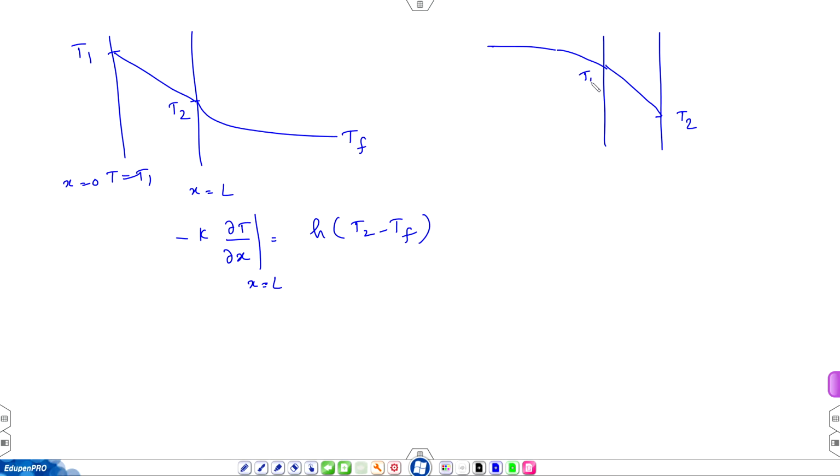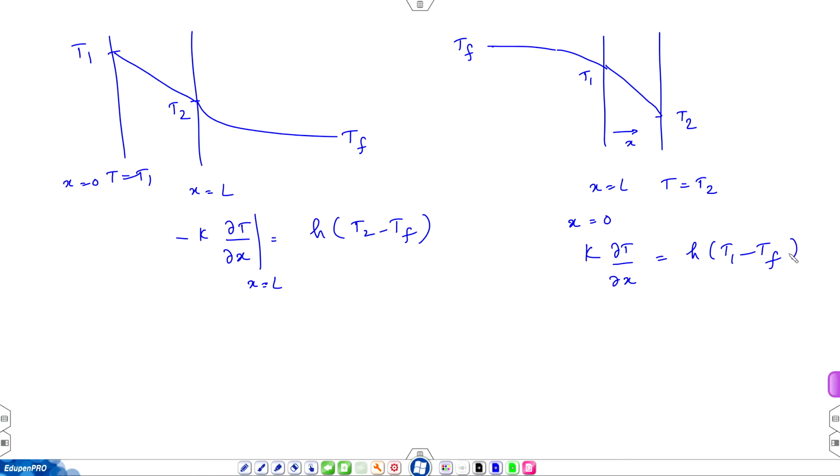This is temperature T1, this is Tf, this is the x direction. So, at x equal to L, T is equal to T2, but at x equal to 0, you will have minus k times the derivative in the normal direction, which is in the negative direction. So, you will have k, so instead of n I have now written minus x, is equal to H (T1 minus Tf).